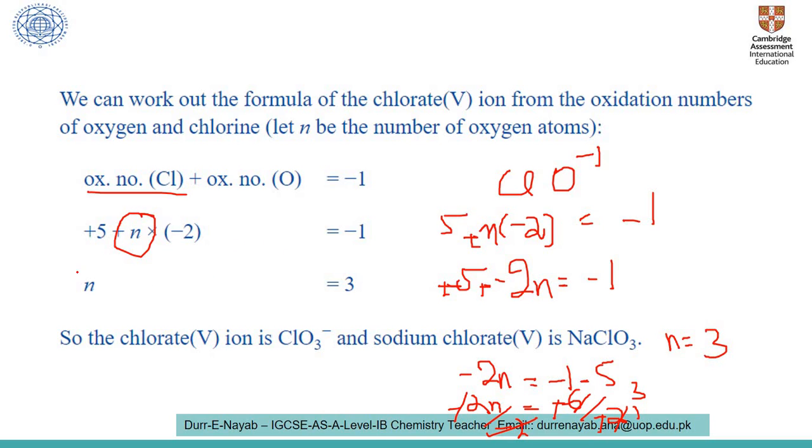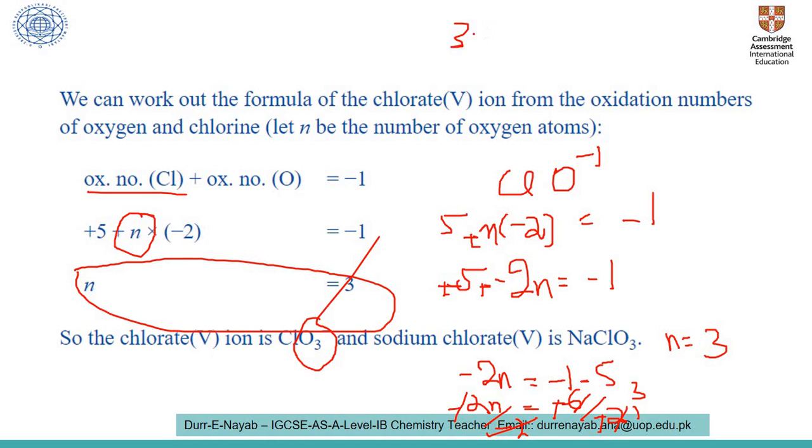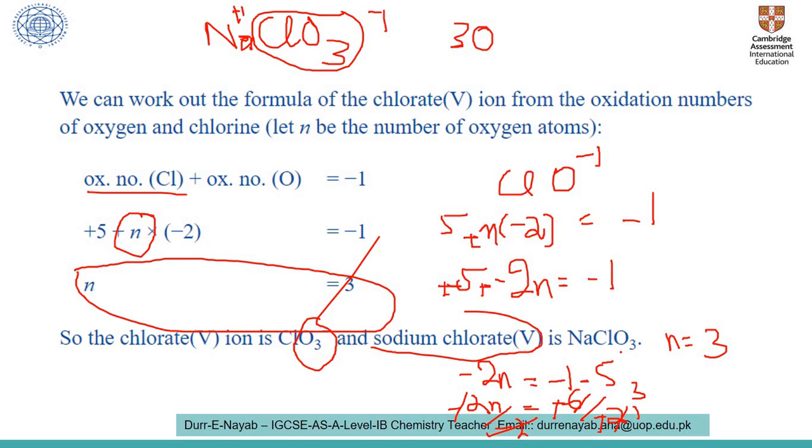This means the n is equal to what? N is equal to 3. This gives us an idea how many oxygens are attached: 3 atoms of oxygen are attached to make this chlorate. This whole will be -1, and this will be neutralized with the sodium, and sodium is +1. So this is how we predicted the formula of sodium chlorate 5, sodium and chlorate.